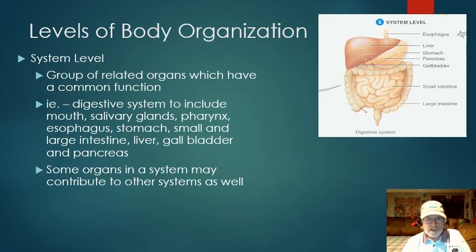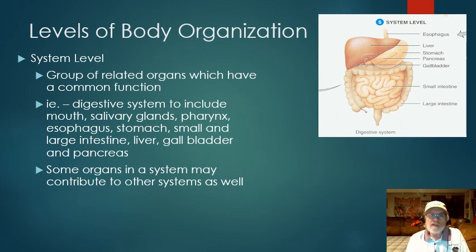Finally, we get to the system. A system means I have a bunch of organs that work together for a common function, such as the GI system. The GI system involves the mouth, the esophagus, the stomach, the small intestine, the large intestine, as well as things like the liver, the gallbladder, the pancreas, and even a little bit the spleen. So they all work together for a common purpose.